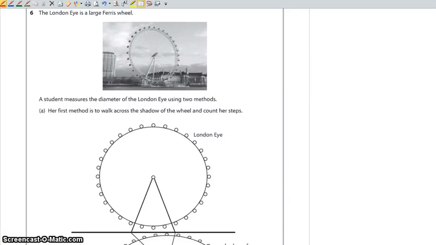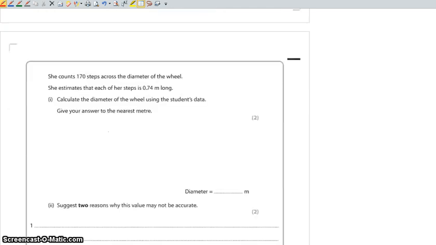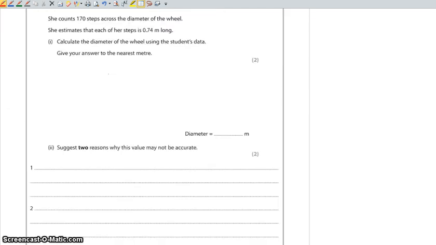Okay, this is the question about the London Eye and measuring the shadow length. First of all, how do you calculate the diameter using the information? Well, the person measuring does 170 steps, and each step is 0.74. Therefore, we just multiply them together. 170 times 0.74 equals 126 meters.